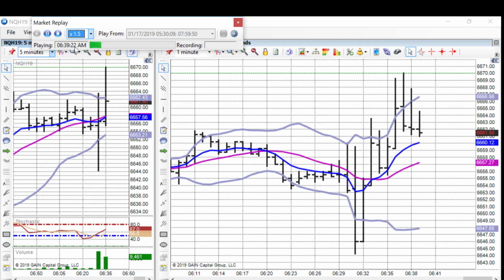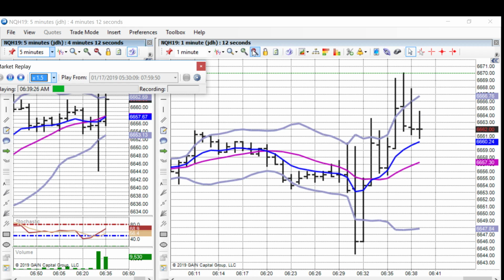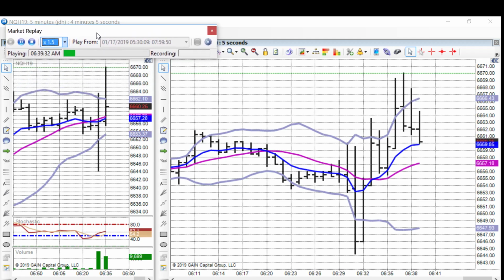And so right now we're at 23 seconds. Normally in live trading we'd be looking at this countdown timer right here. When it gets to 0, that other bar will open. But that's not accurate in a recording.